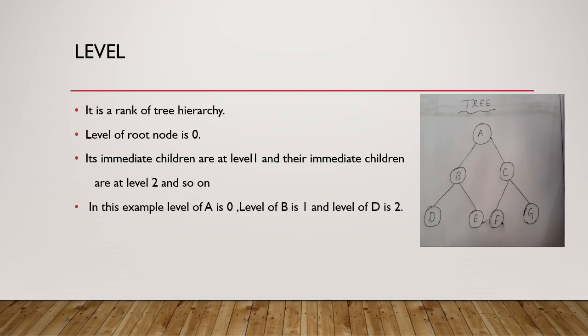Okay. In this example, level of A is 0 because A is the root. Root always starts from 0. There is no parent of the root node, so we are initiating from there. So the level of A is 0. Level of B is 1 because B is starting from A. Before B we have A, and level of B is 1 and the level of its children is 2. Therefore, if any node is at level P, then its children are at level P plus 1.